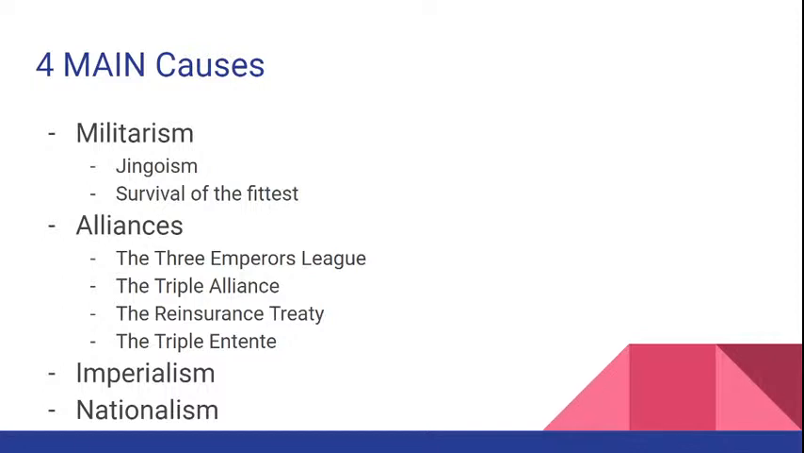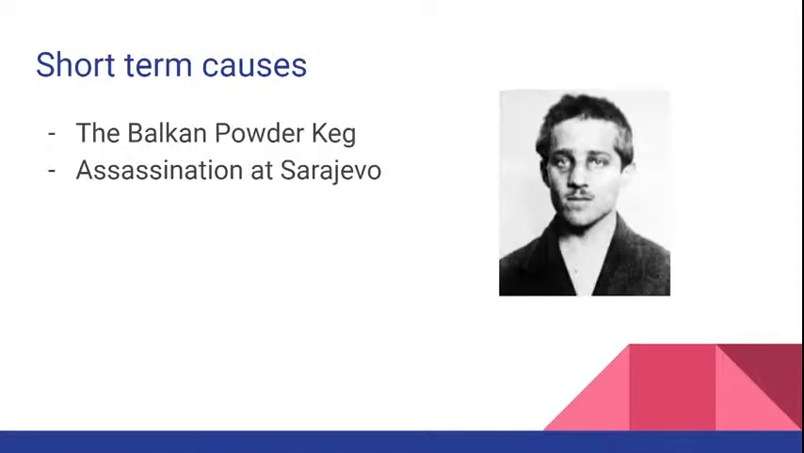Then we have imperialism, which was the drive to take over other nations. And then finally, we have nationalism, which is the measure of one's love for their own country. Finally, for the short-term causes we just talked about, we have the Balkan powder keg, which is the whole Balkan region and how unstable it was. And finally, we had the assassination at Sarajevo, with the assassination of Archduke Franz Ferdinand and his wife, which was definitely the immediate cause of World War I.